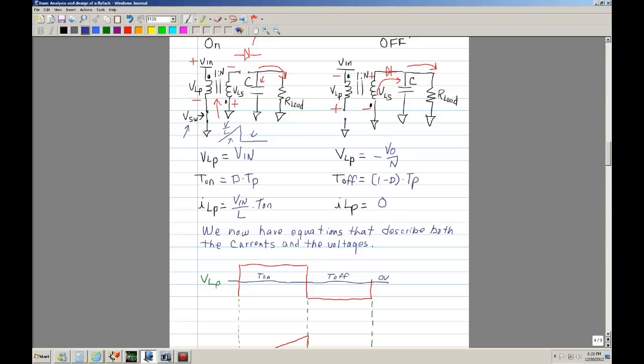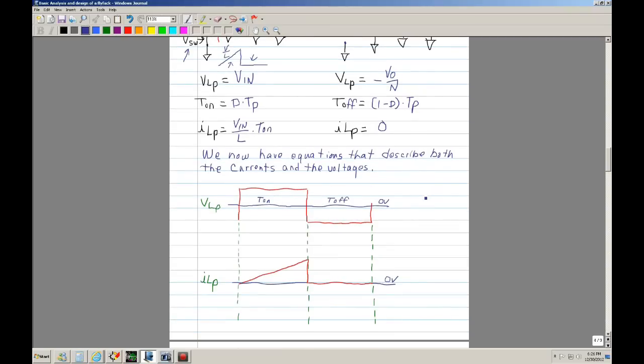So now we have equations that can describe both the current and the voltage of the primary of the flyback. With that being said, now we can draw a little diagram, and here's the diagram showing the voltage across the primary and also the current of the primary. And during this time, when it's on, we know that this is Vin.